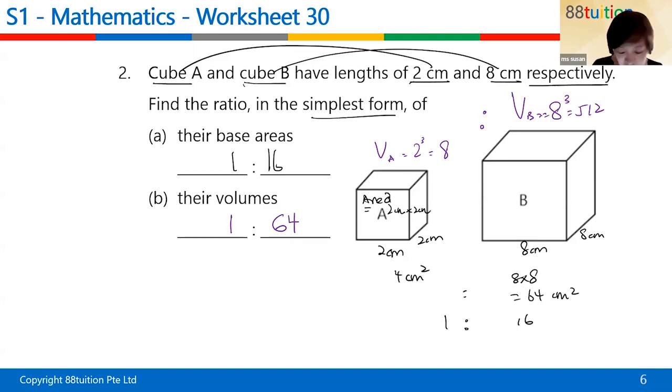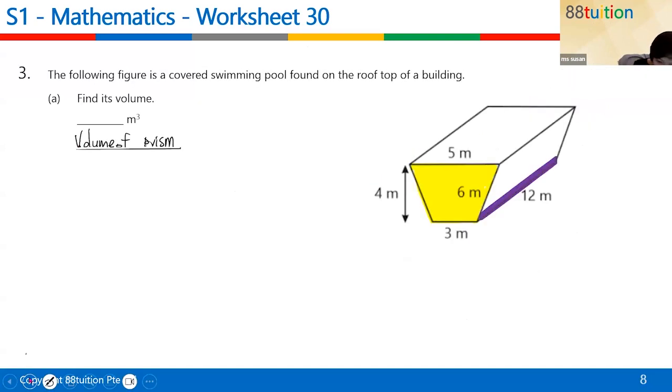Question number 3 already, right? Question number 3 says, now it's talking about volume already. Covered, you know, all these words they play an important part. Covered means everything covered up. And you want to find its volume.